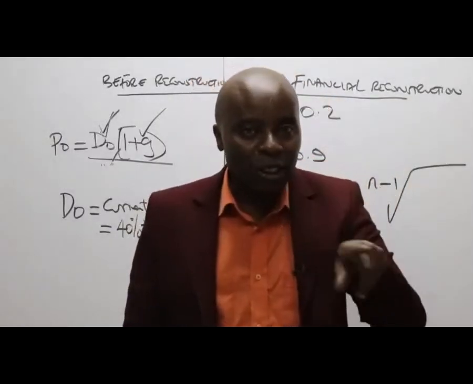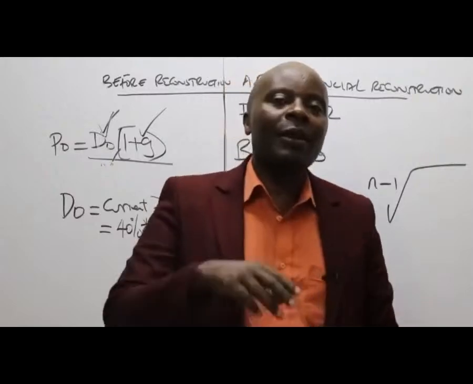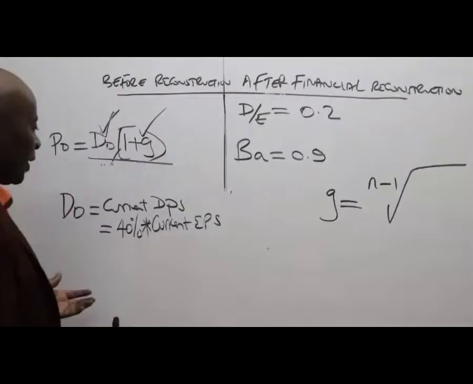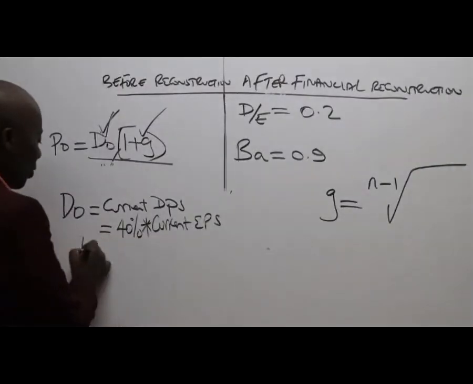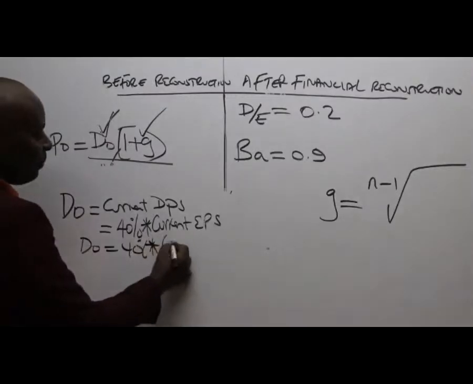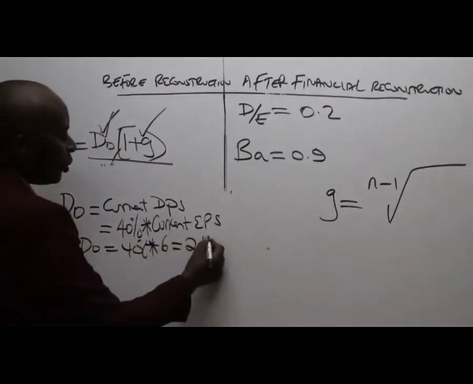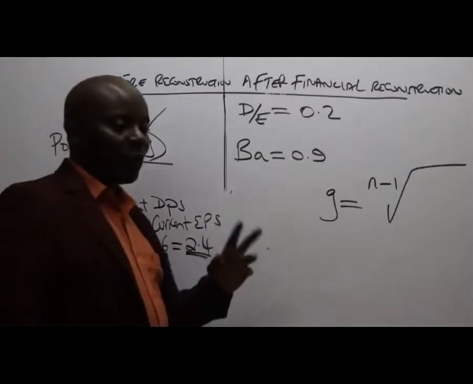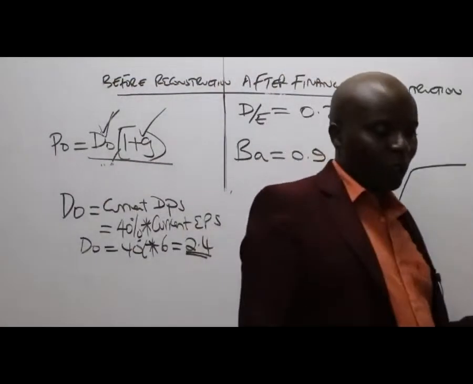That's why we're getting g using the br. And 40% will be paid out, so the payout ratio is 40%. My D0 will be 40% multiplied by the current EPS, which is 6. That is how those students who got 2.4 did it. That's what they did to get the 2.4.